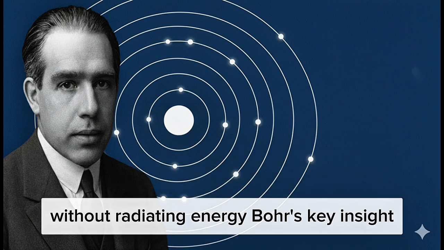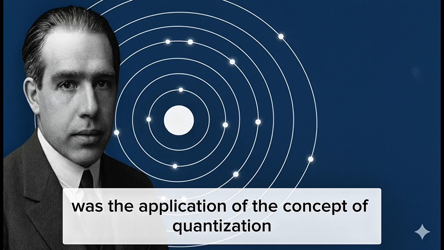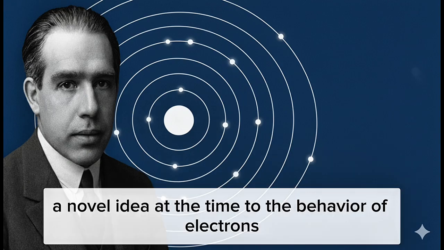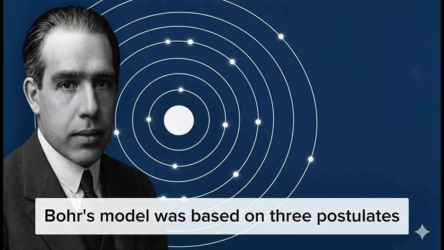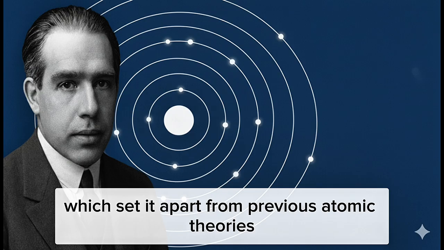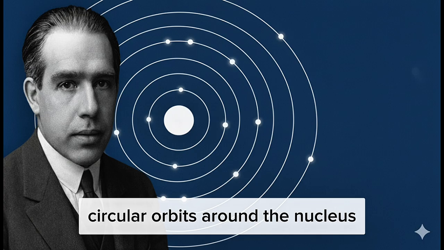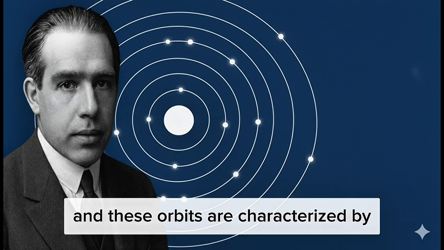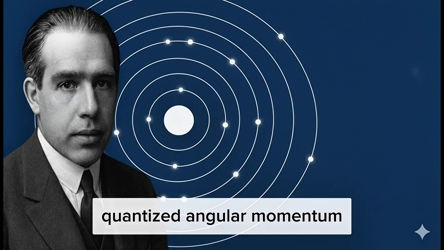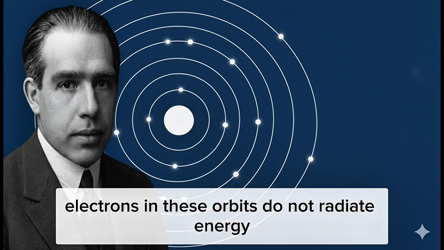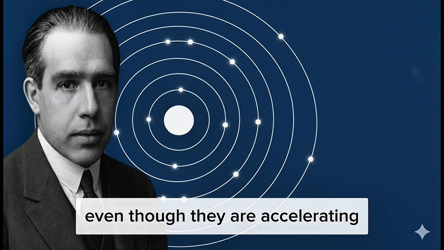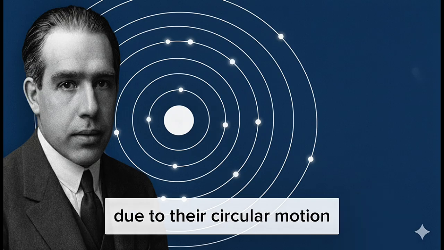Bohr's key insight was the application of the concept of quantization, a novel idea at the time, to the behavior of electrons. Bohr's model was based on three postulates which set it apart from previous atomic theories. First, electrons move in fixed, circular orbits around the nucleus, and these orbits are characterized by quantized angular momentum. Second, electrons in these orbits do not radiate energy, even though they are accelerating due to their circular motion.